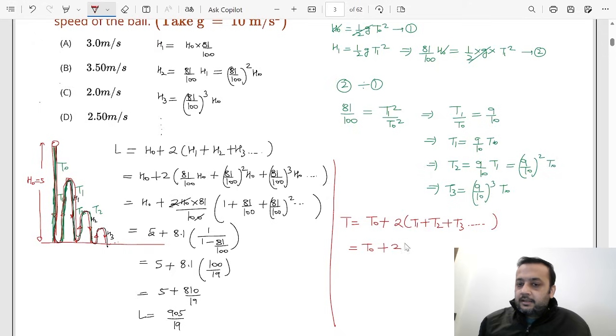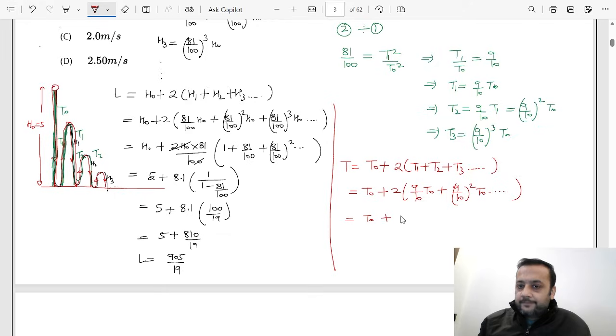Now what is the value of t1 here? t1 is 9 by 10 t naught, and t2 is 9 by 10 square t naught, and this will go up till infinity. So we can take 9 by 10 t naught outside, so this will become 1, then 9 by 10, next 9 by 10 square, and this will go until infinity.